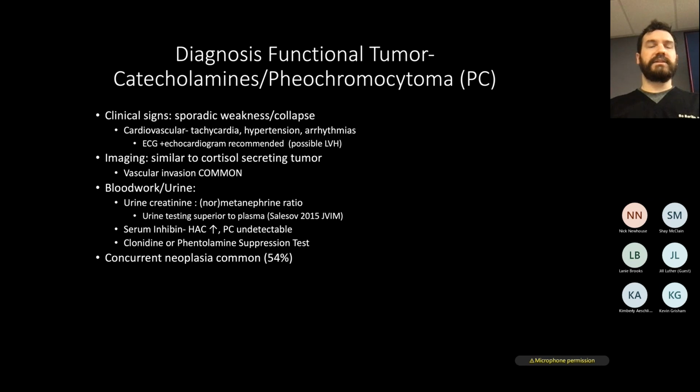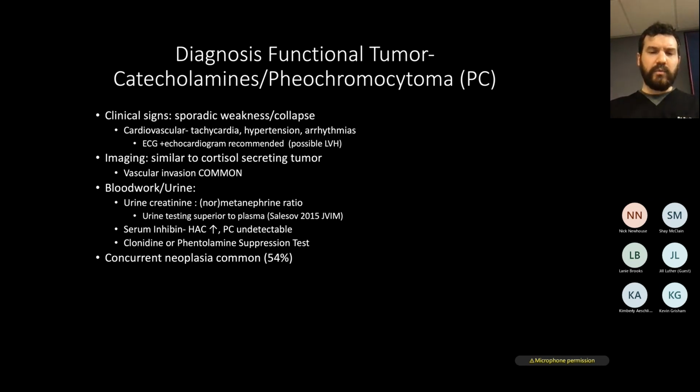So there are several metabolites that are catecholamine breakdown products that have been studied in humans and in dogs and cats too. Specifically, looking at the urine creatinine to norepinephrine ratio. They've looked at this in plasma as well. A couple of studies have shown that urine tends to be a little bit more sensitive for picking up these products. Even all of that being said, it is not uncommon to not pick these products up in these tests. You can do a serum inhibin amount.